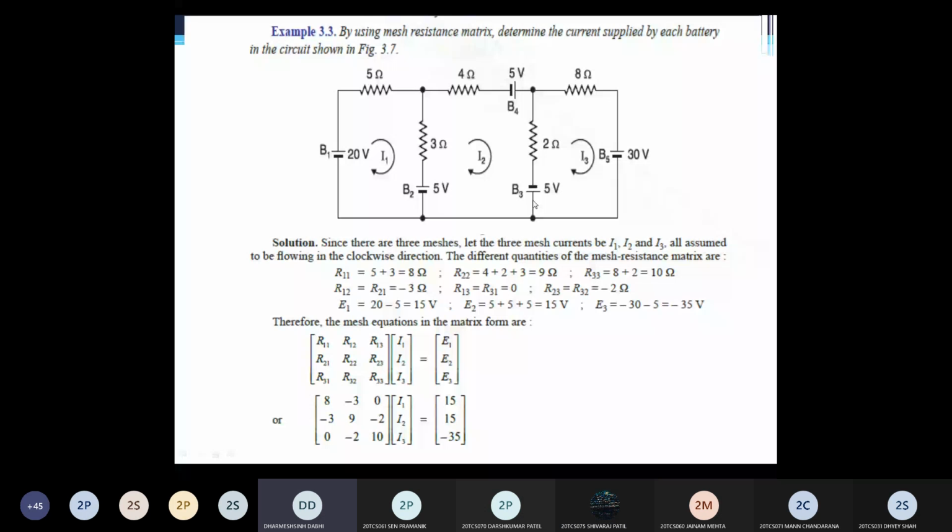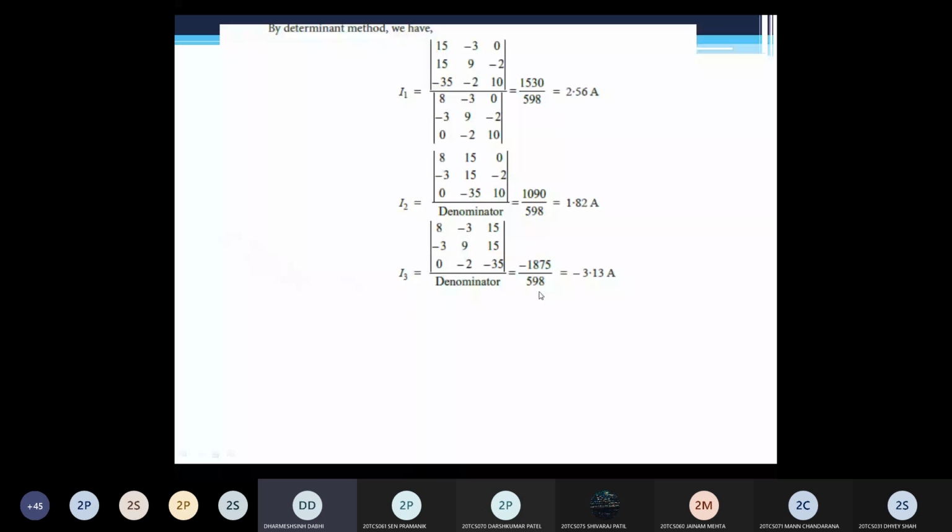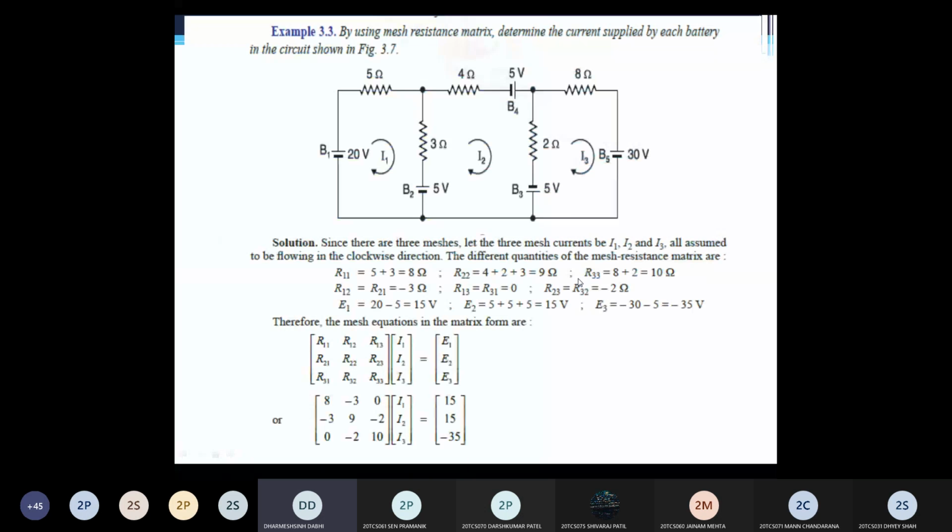Here we take a clockwise direction. But in this example, you get the value of I3 negative. If you calculate this by using mesh analysis, you get I3 as minus 3.13 ampere. So what does this negative sign indicate? This negative sign indicates that our assumed direction of this current I3 is wrong.